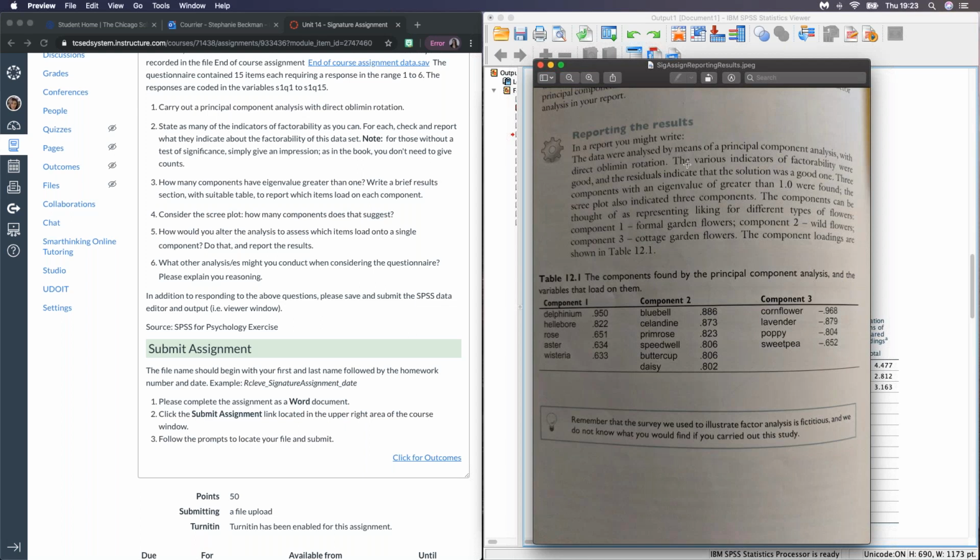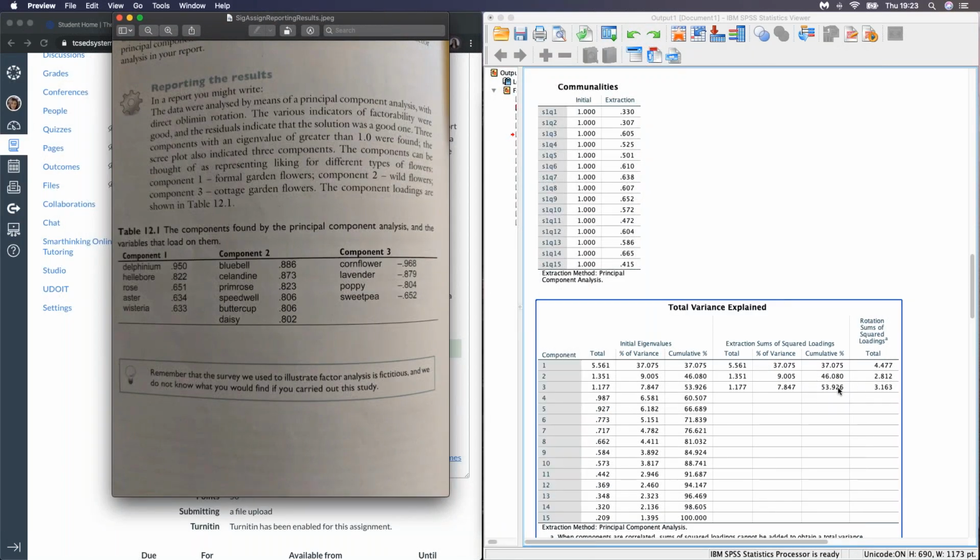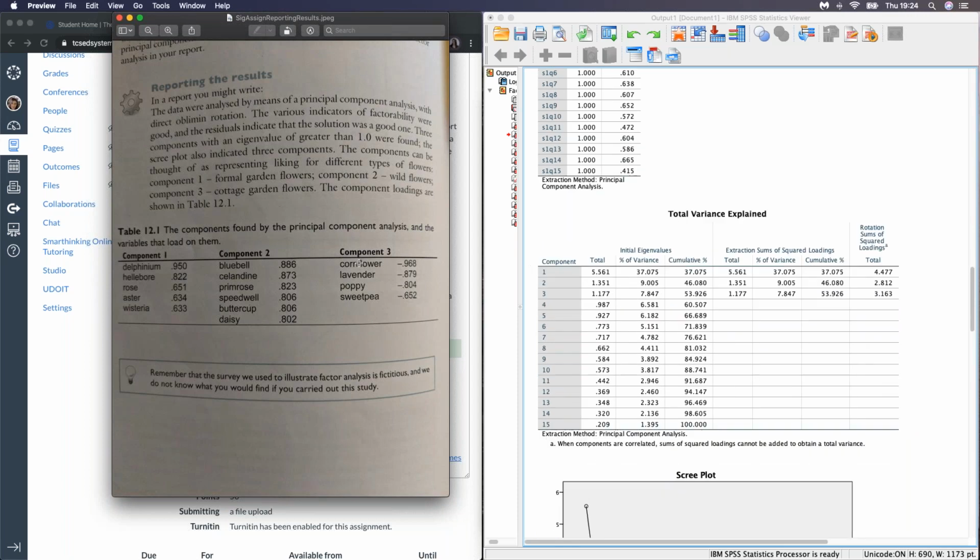Combined, the components explained 53.926% of variance. So this is coming from right here. So we can see that our first component accounts for 37.07. Our second component is 9.005 for a cumulative of 46.080. The third is 7.847 for a cumulative of 53.924. So basically, those 3 things account for 53.926% of the variance in our thing. And then the component loadings are shown in table 8.